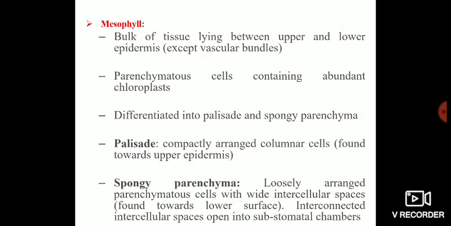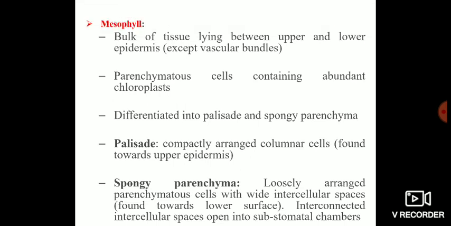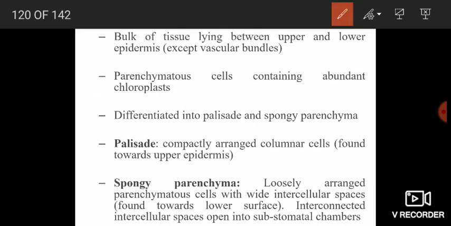Now the mesophyll. It is a bulk of tissue which lies between upper and lower epidermis. It includes all the tissues lying between upper and lower epidermis except the vascular bundles. The cells of mesophyll are parenchymatous and contain abundant chloroplasts. It is differentiated into palisade and spongy parenchyma.